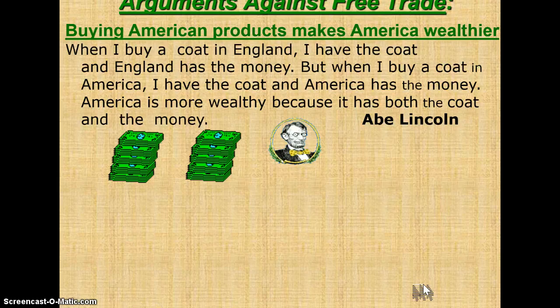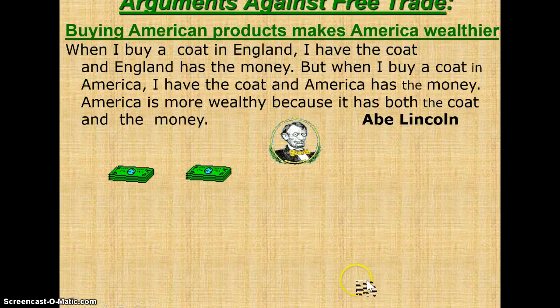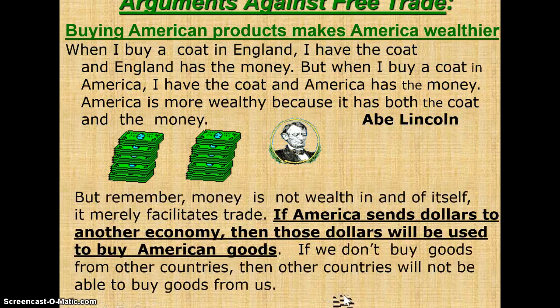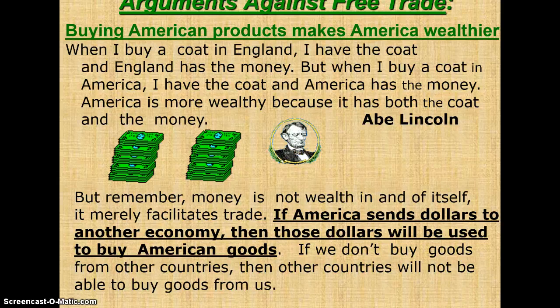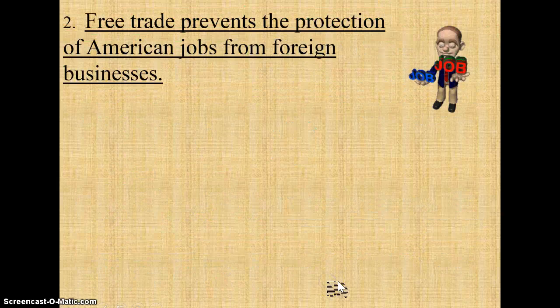Buying American products makes America wealthier. When I buy a coat in England, I have the coat and England has the money. But when I buy a coat in America, I have the coat and America has the money. America is more wealthy because it has both the coat and the money. But remember, money is not wealth in and of itself, it merely facilitates trade. If America sends dollars to another economy, then those dollars will be used to buy American goods. If we don't buy goods from other countries, then other countries will not be able to buy goods from us.